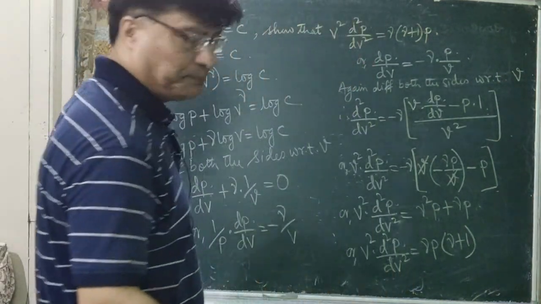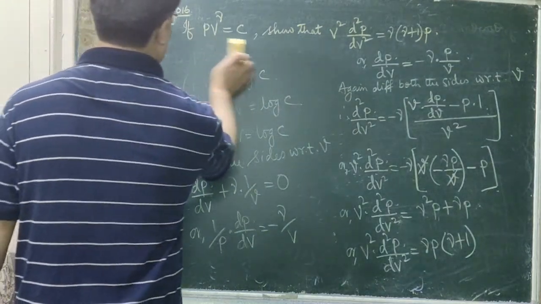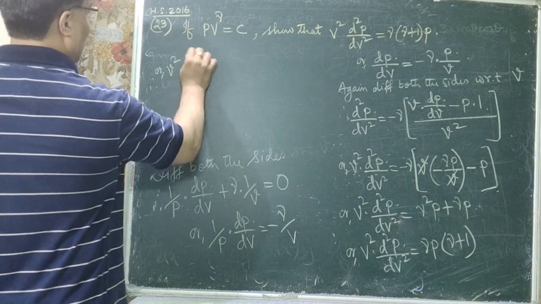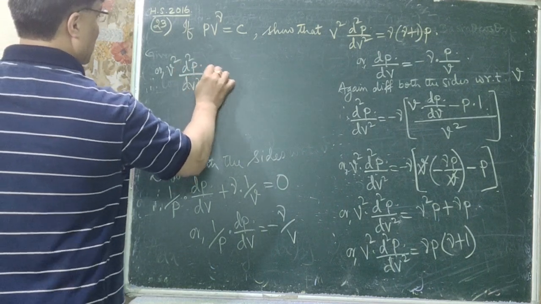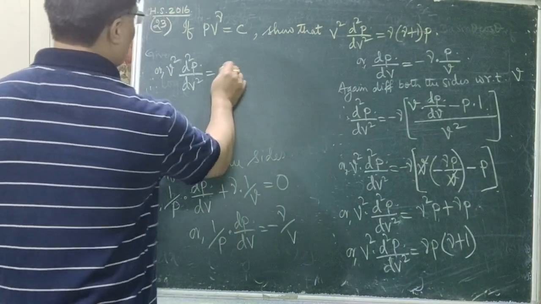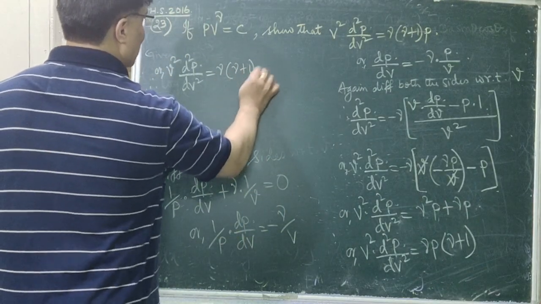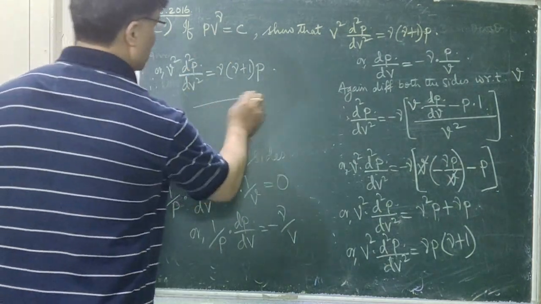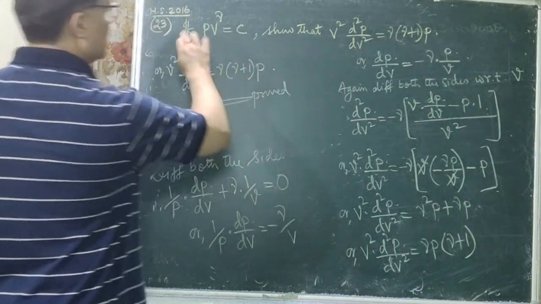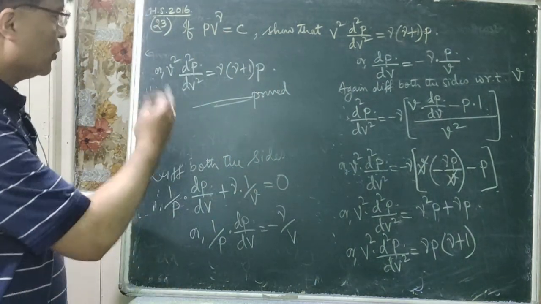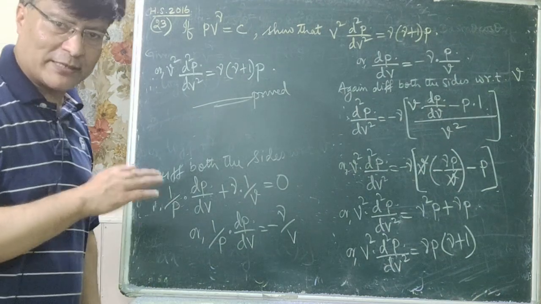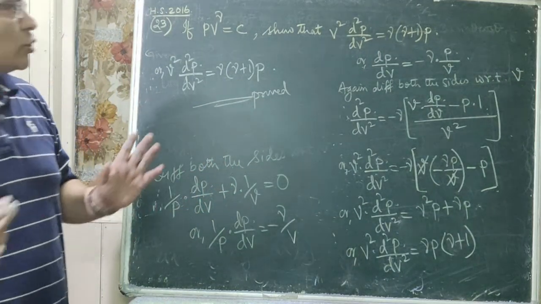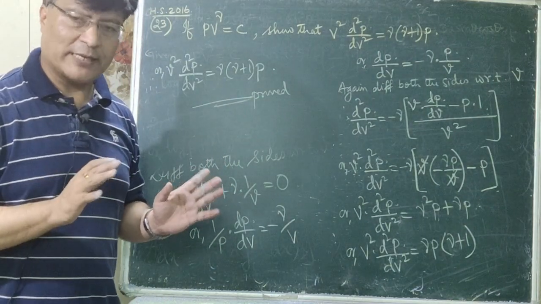Or you can write it as v square d2p by dv square is equal to, now you first write gamma, then write gamma plus 1, and then you write p. So which is equal to right hand side. So it is proved. So this question is very, very important. Okay, so you can copy it, you can practice it at home. Okay, so now this much is for today. So we have done some problems from second order derivative.